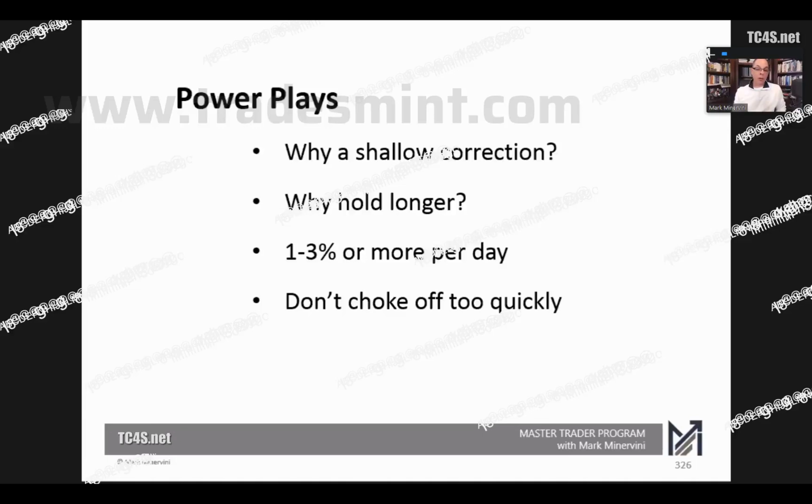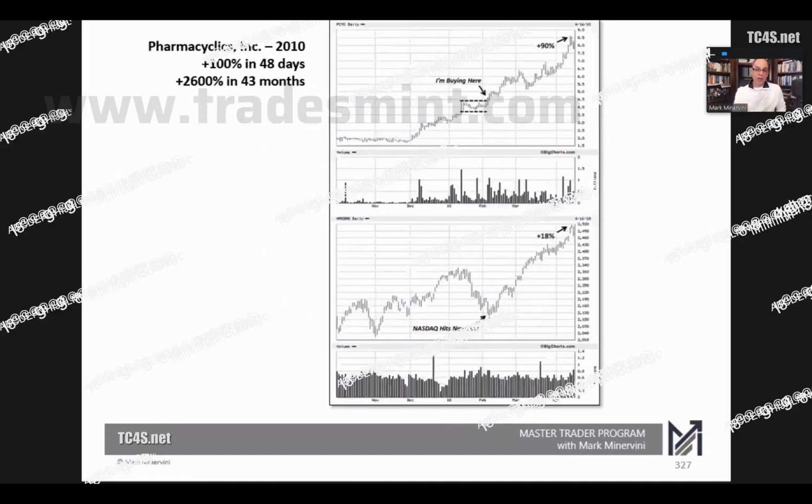They're very powerful. Pharmacyclics is a perfect example. We made a big return on it, but it went on to go up thousands of percent, and even more than that in the 43 months, up 26%. That ended up getting bought out and went even much higher.